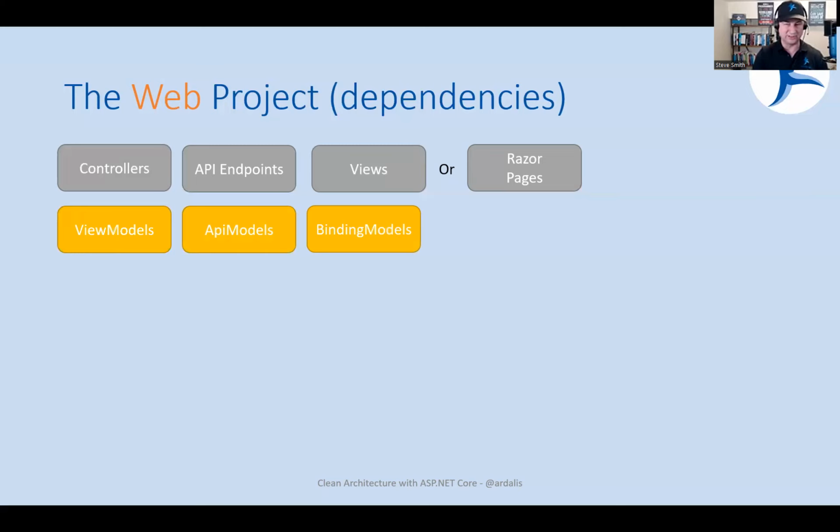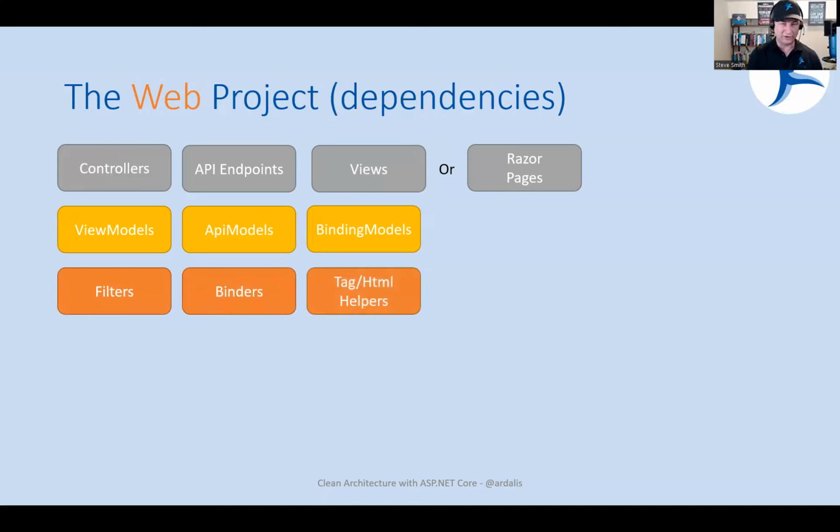Sometimes it's good to put them in a different project, but by default, I'll put them in the web project because that's where the view that it goes with lives, or the API that it's working with lives. And so it makes the most sense to keep it there, at least initially. Other MVC or ASP.NET Core specific stuff like filters or binders, middleware, tag helpers, HTML helpers, all those things would also live in this project by default.